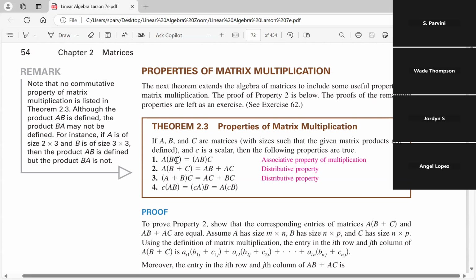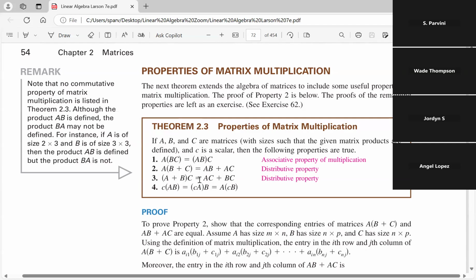You can change the order of the product. Instead of B times C first, we can do A times B and then multiply that times C. Again, the associative property. Associative changes the grouping. Next one is the distributive property. Matrix A times B plus C, you do A times B plus A times C. That's good. Works just like the numbers. This one is the distributive property from the right. So you go AC, BC.